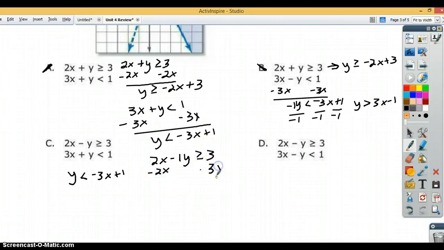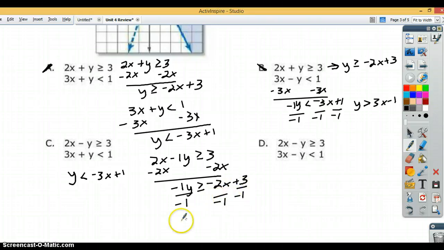Subtract 2x from both, 2x, not 3x. So subtract 2x from both sides. That gives me negative 1y is greater than or equal to negative 2x plus 3. Divide by negative 1, and y is less than or equal to 2x minus 3.